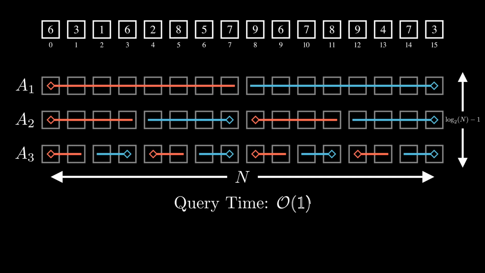The query time is O of 1, since we need to find the level and then take the min of 2 elements. Each operation in this is constant time, so overall we have a constant time query.